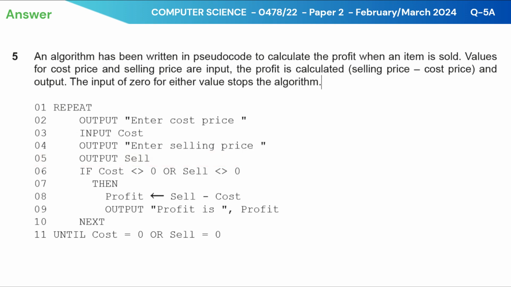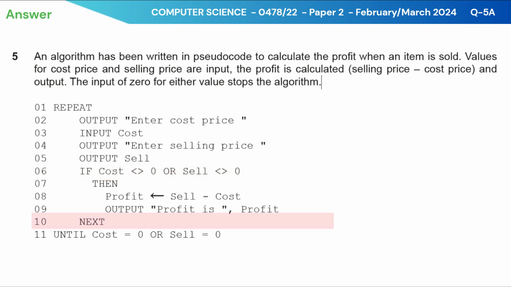Look at line 6, which checks if cost is not 0 or selling price is not 0, which allows the calculation of profit even if one value is 0. This goes against the requirement in the question. To fix this, we should change the condition to check that both cost price and selling price should not be equal to 0. So we should use logical AND instead of OR, so the algorithm stops correctly when either input is 0. This is the second issue in the pseudocode.